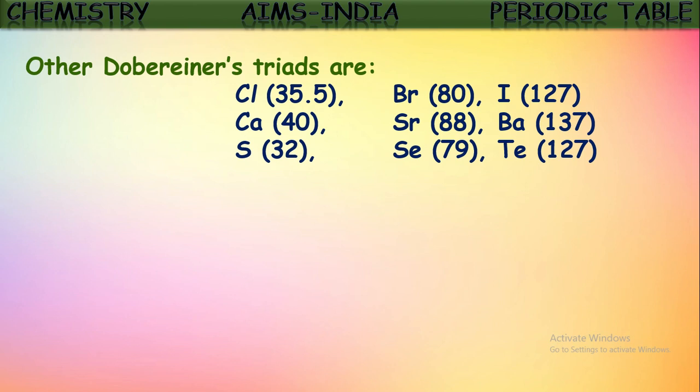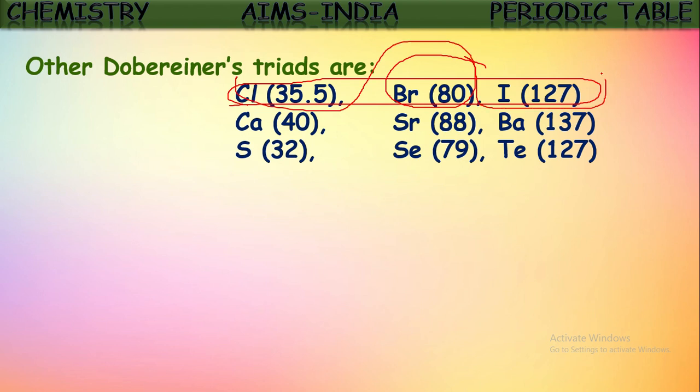So here we can see some more triads from Döbereiner's classification. Chlorine, bromine, iodine is one set of three elements which have similar chemical properties. These three are written in the increasing order of atomic masses. Now the atomic mass of bromine is equal to the arithmetic mean of the atomic masses of these two elements. In the same way, calcium, strontium, barium is one triad. Sulphur, selenium, and tellurium is one more triad.